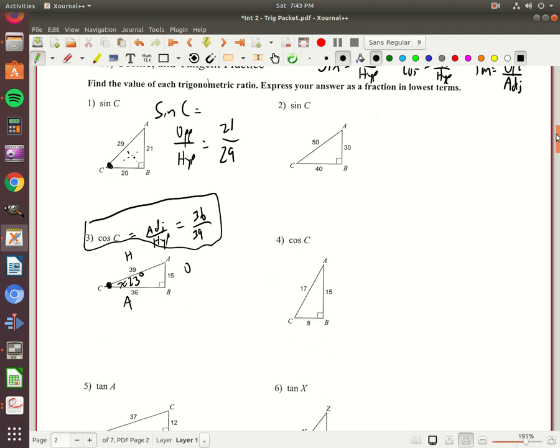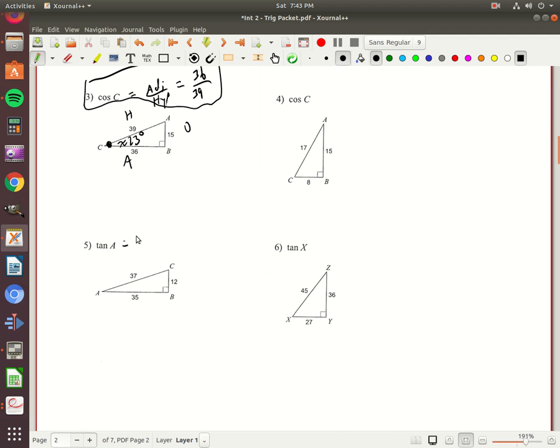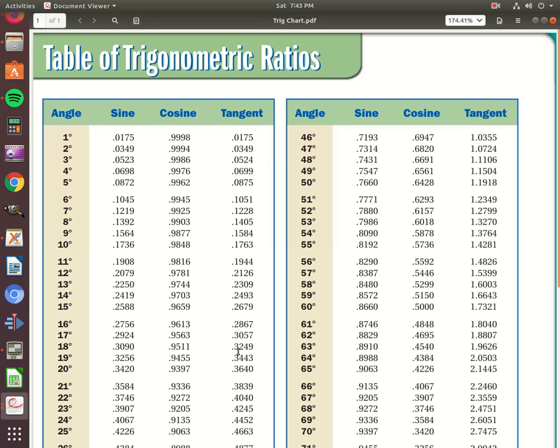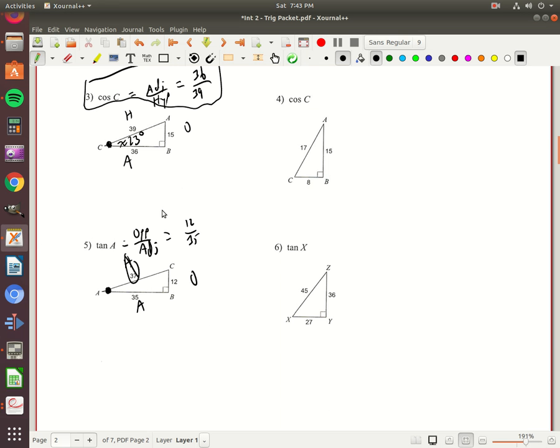Now, the tangent is opposite over adjacent. So the tangent is going to be the opposite over the adjacent. And I want the tangent of A. Well, here's A. Again, this is my opposite side. This is my hypotenuse side, and this is my adjacent side. Well, in this one, I don't care about the hypotenuse. This doesn't matter to me. All I care is that the opposite is 12, and that my adjacent is 35. And again, what I would do is divide those, get a ratio. When I got that ratio, I would go back over to the tangent and figure out which angle matched up with that. So that is trig in a nutshell.